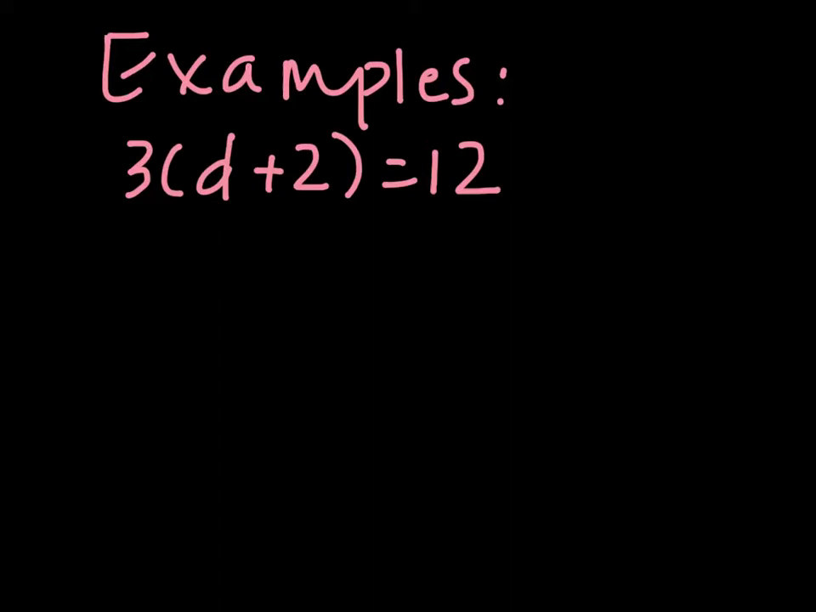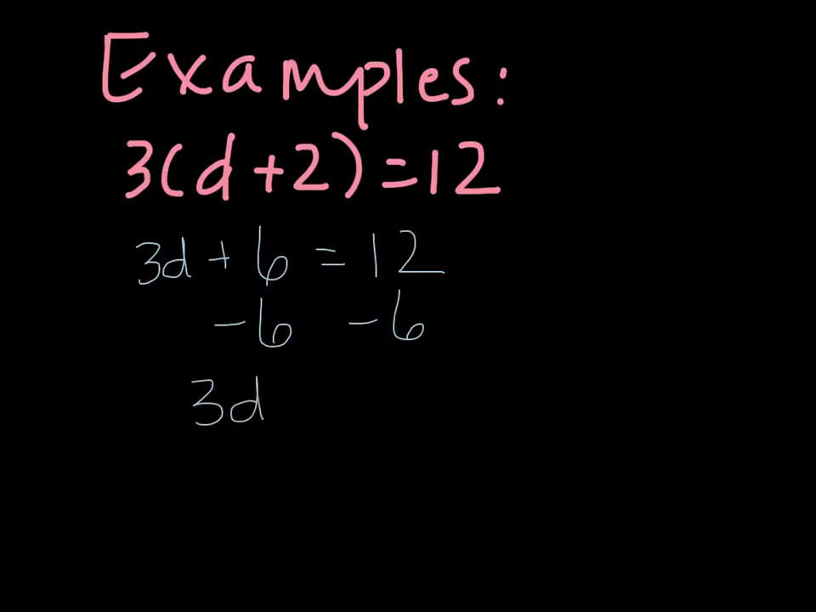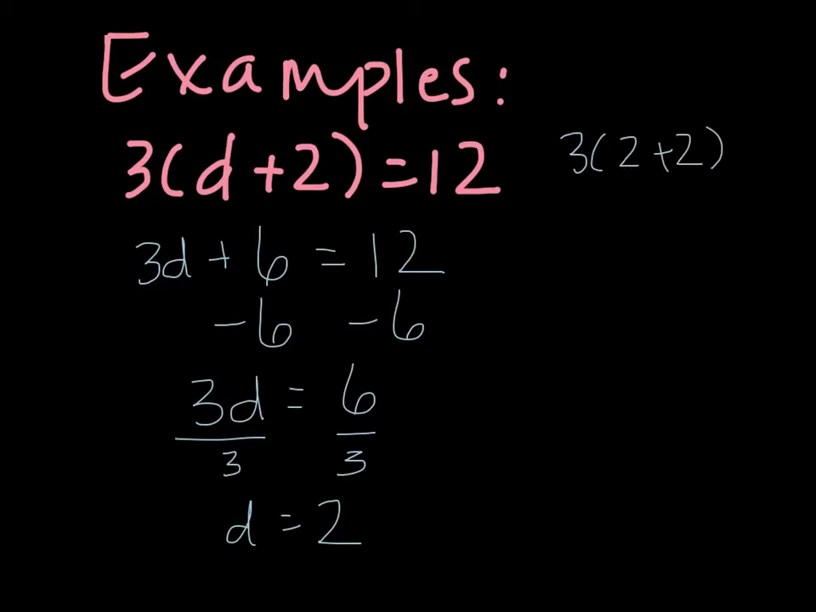So let's simplify. We're going to distribute. We have 3d plus 6 equals 12. Now I just have a two-step equation: minus 6, 3d equals 6, divide by 3, and d equals 2. Now again, I can check it. Go back to my original equation, and 3 times 2 plus 2 equals 12. So 3 times 4 is 12, and I know that that's true.